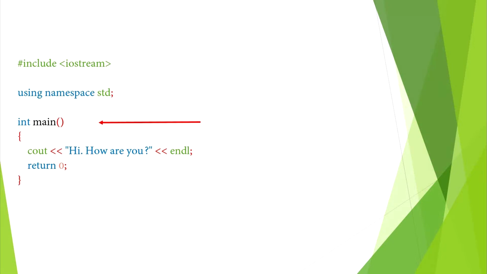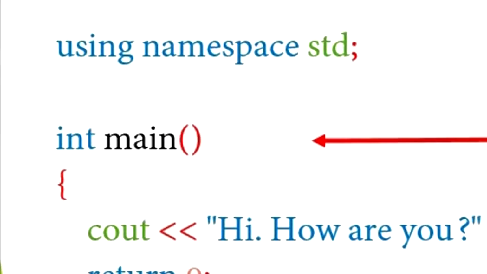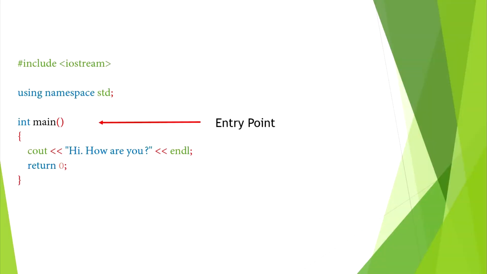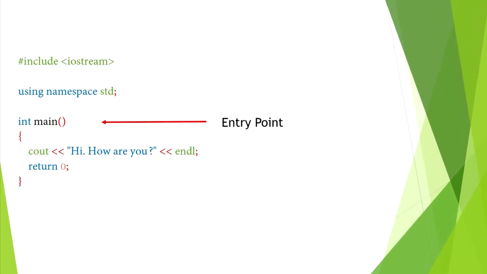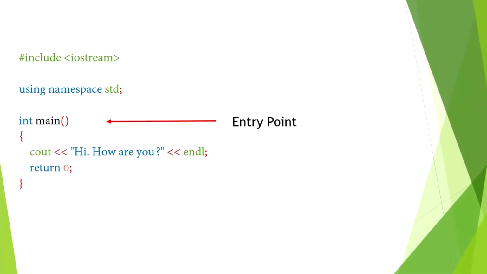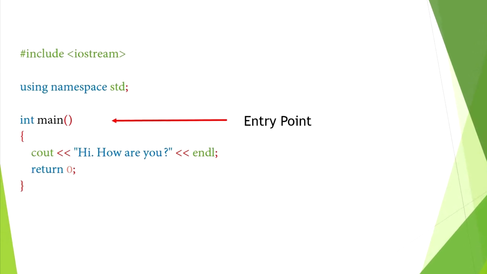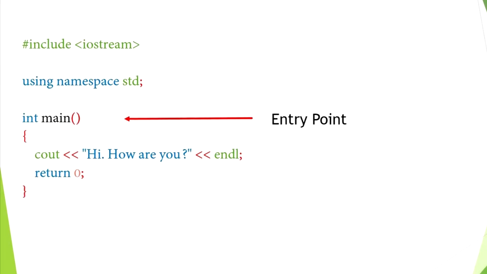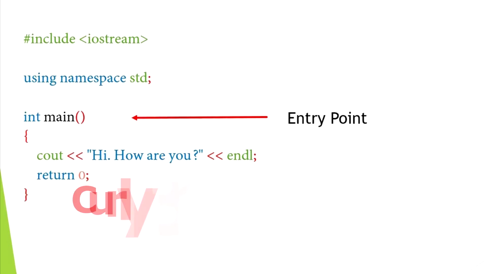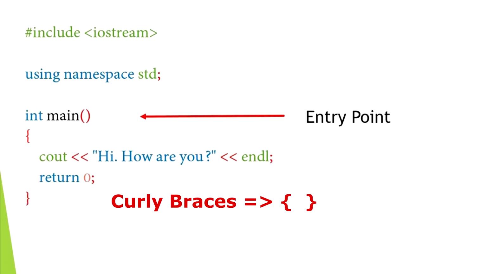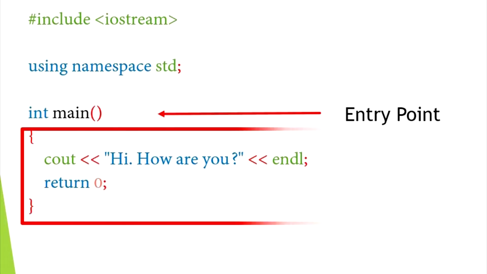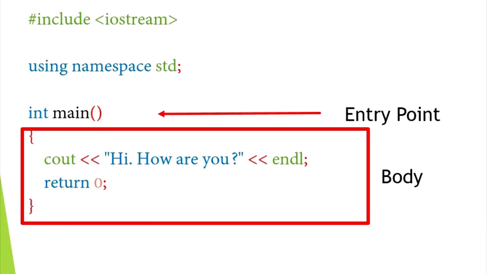Moving on, every C++ program must have an int main function. This is actually the entry point to any code. What does that mean? It means the program execution will begin from this point on. The program to be executed is actually placed in the scope of the main function. The scope is defined by the curly braces. All the code between the braces is in the scope of the main function. It is also called the body of the main function.